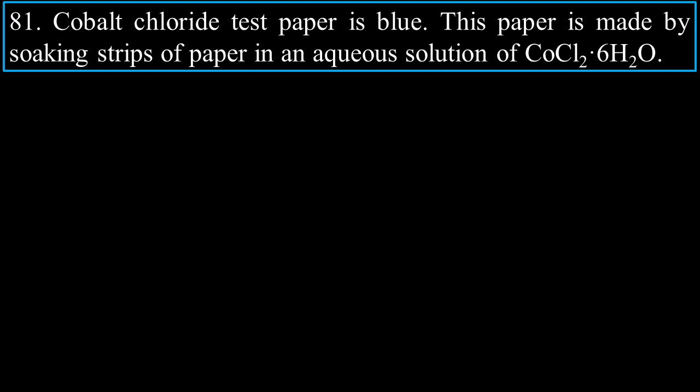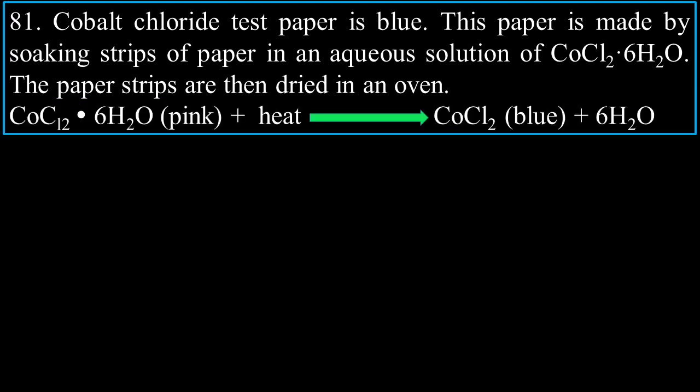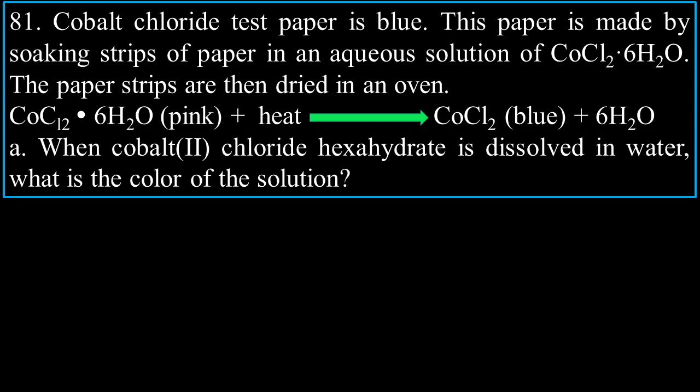Cobalt chloride test paper is blue. This paper is made by soaking strips of paper in an aqueous solution of cobalt chloride hexahydrate. The paper strips are then dried in an oven, and you literally drive off that water as a result of this drying process. And here's the equation, which shows that you're adding heat, and per mole of the hydrate, you're producing 6 moles of water.